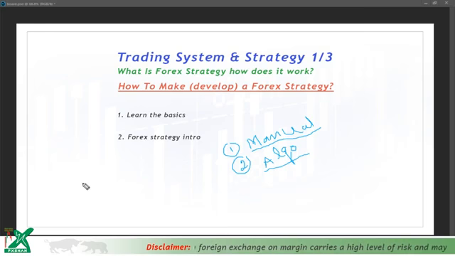This is the basic concept. Let me revise it again. There are two types of trading styles, which are technical side, right, and news, fundamental side. After that, you decide which type of trader you are. You are a manual trader or you are an algo trader, right?